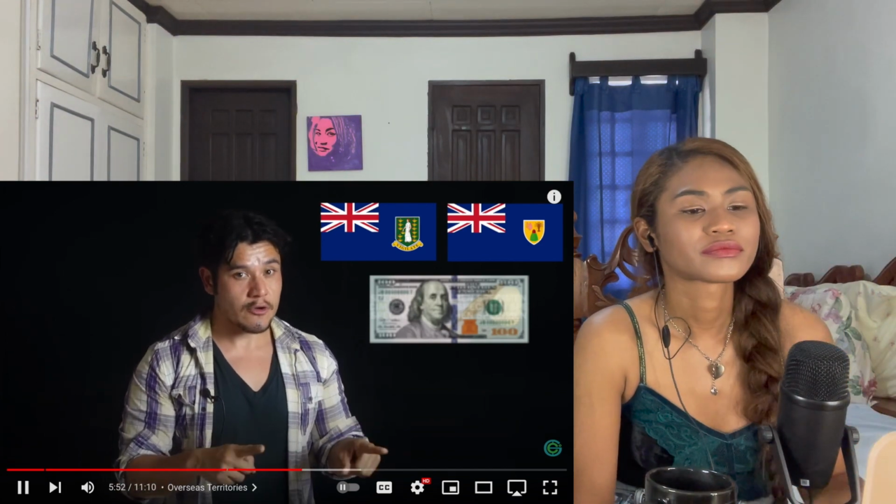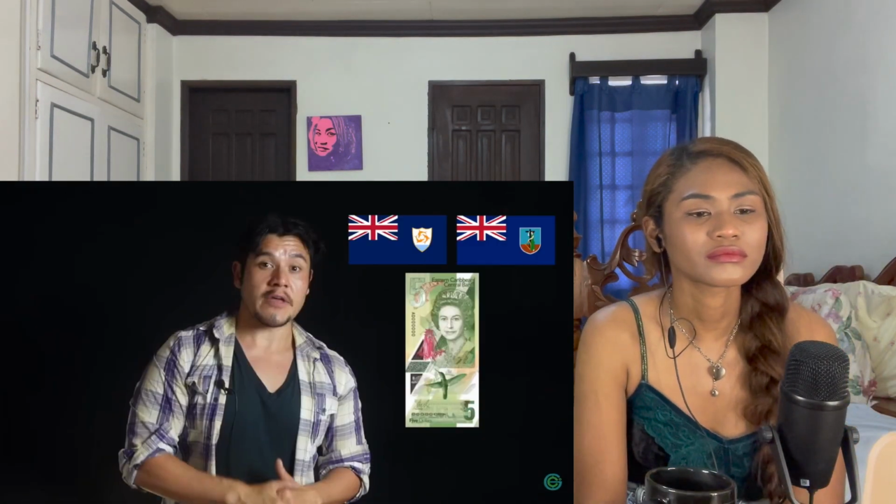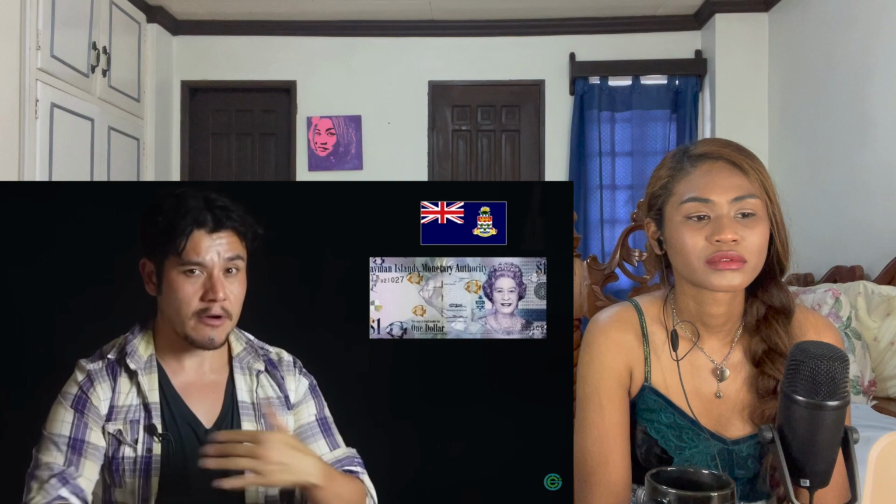They use US dollars as their currencies. Anguilla was joined with St. Kitts and Nevis until they broke away in the 50s. They're like, nah. They, along with Montserrat, use the East Caribbean dollar as their currency. The Cayman Islands have their own Cayman Islands dollar, which has parity with the US dollar.